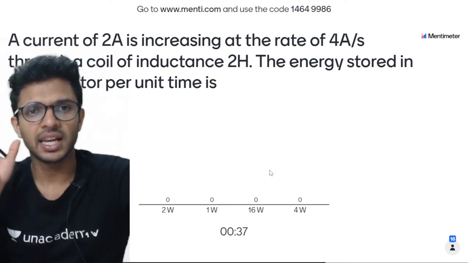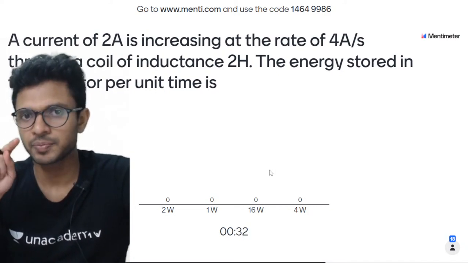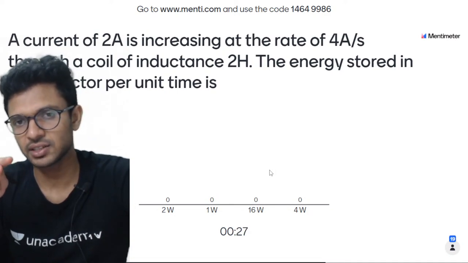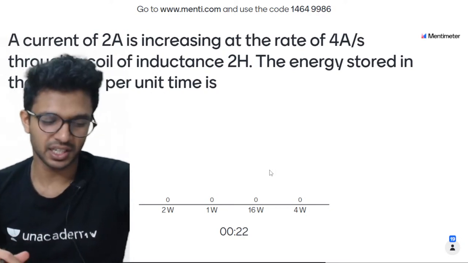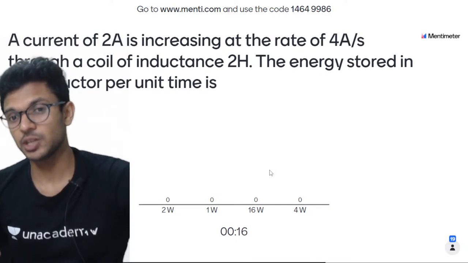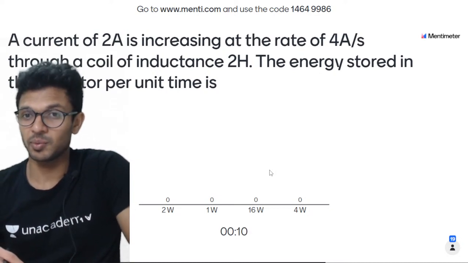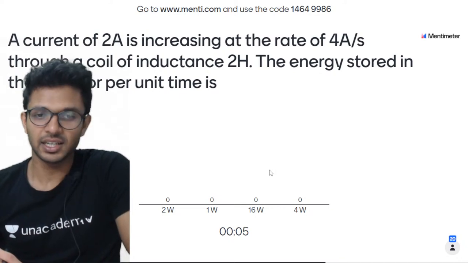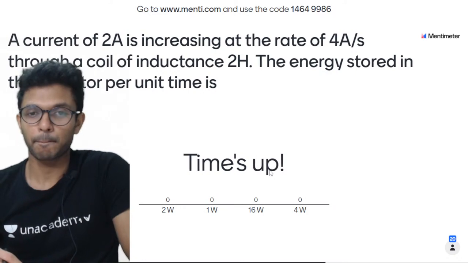So, question 39. Okay, let's read the question. I also forgot to read the question along with you. Jaldi se kar le. A current of 2 ampere is increasing at the rate of 4 ampere per second through a coil of inductance 2 Henry. The energy stored in the inductor per unit time. Theek hai. We don't need the total energy. We need the energy per unit time. So, make the rearrangements accordingly and then do the problem. 4, 3, 2 and... Time's up.